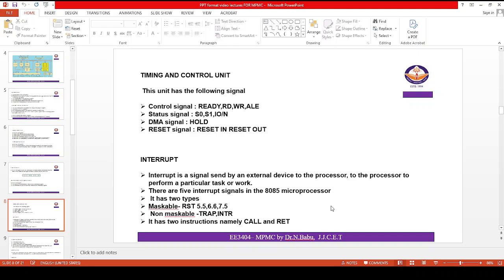0, 1, 1, 0, what is the operation? Next slide it is there, I will explain. Before that, IO bar, M bar, it is an important pin. So one is status signal.